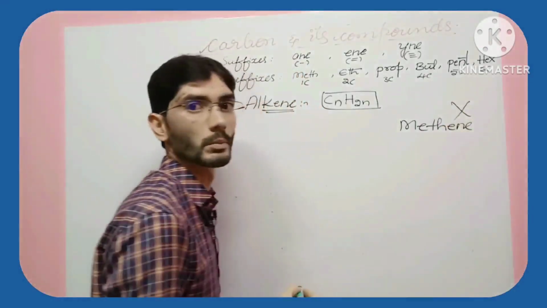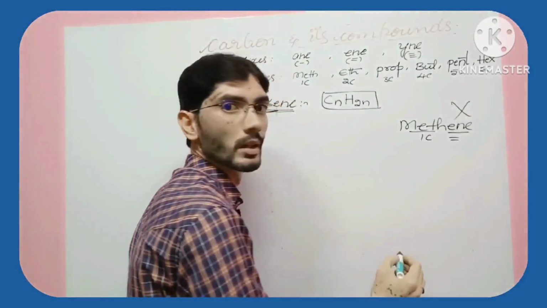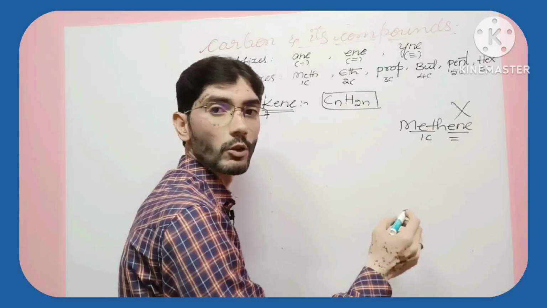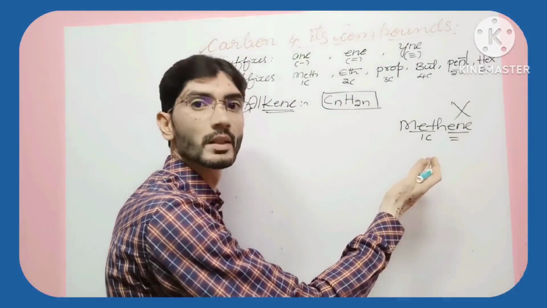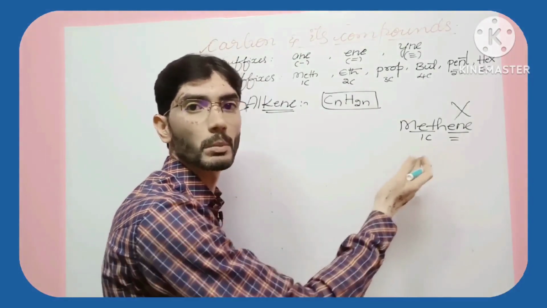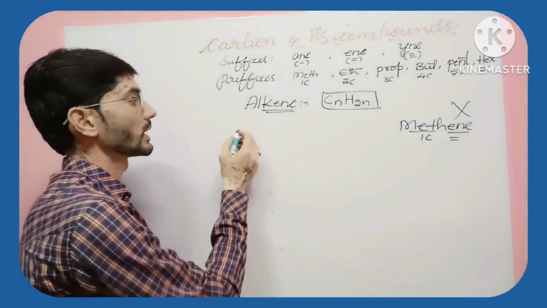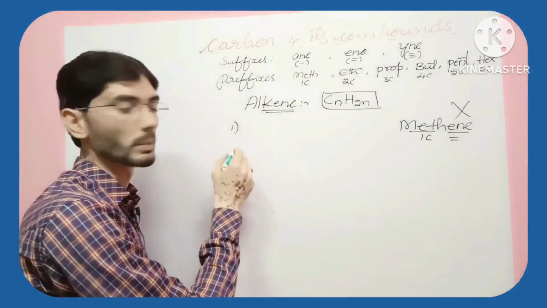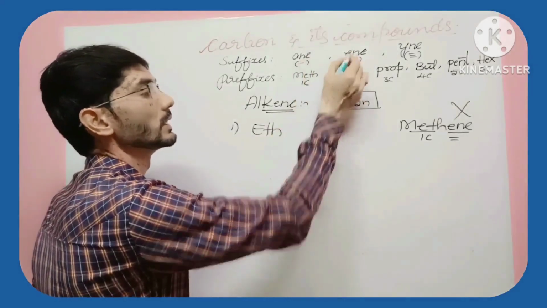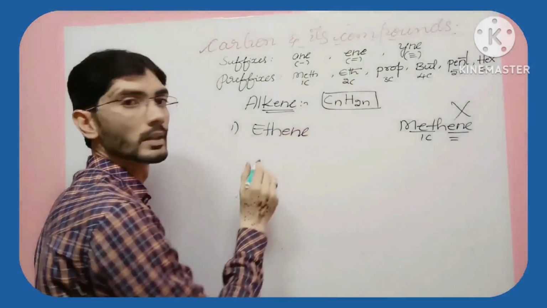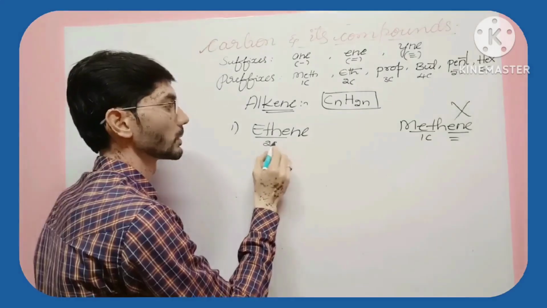Methane is not there, because meth means 1 carbon atom. ENE means double bond. According to the rules, a double bond we have to put in between 2 carbon atoms, but here only 1 carbon is there. It is impossible to put a double bond with the help of 1 carbon atom. Now let's move on to the next. What else will come? The first member will be ethene. Now, eth means 2 carbon atoms.